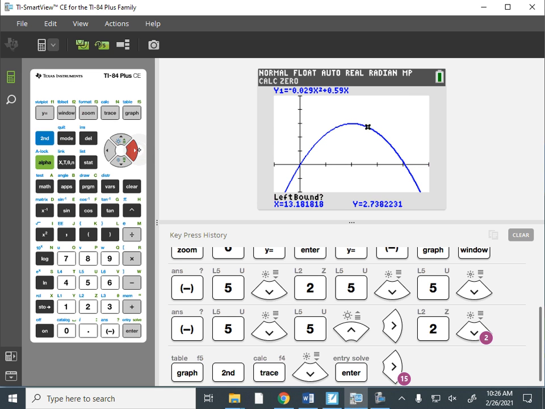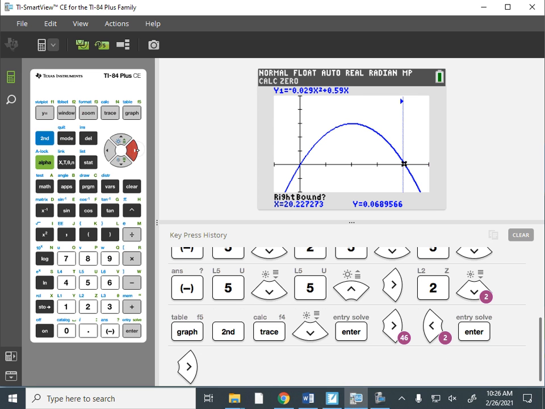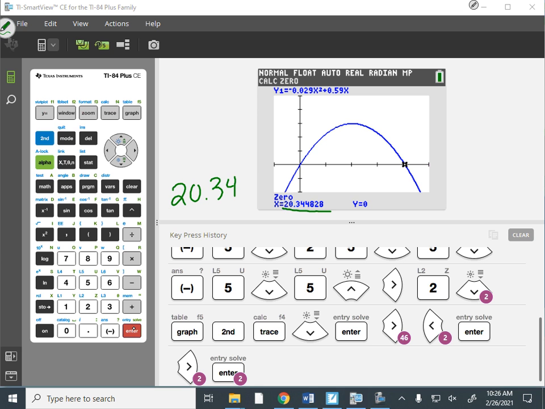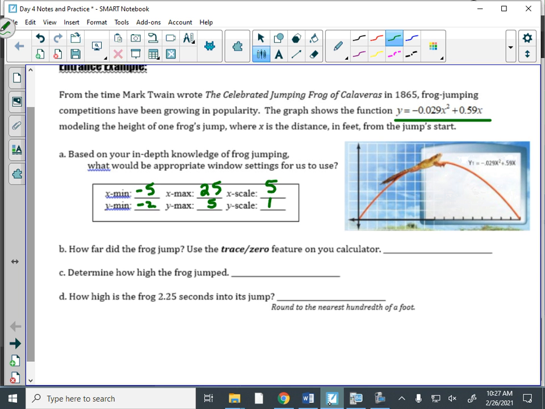Left bound. So as we're approaching that x-intercept from the left, we are above. So I'm going to go a little bit above and hit enter. Go below, hit enter, and then hit enter again. And that frog jumped roughly whatever the x-intercept is, 20.34 feet. That's a pretty far jump. 20.34 feet.